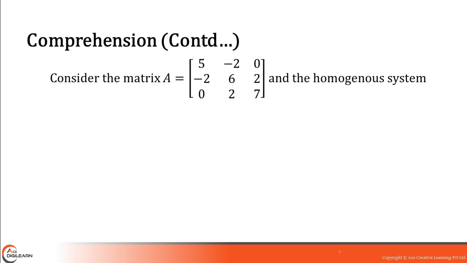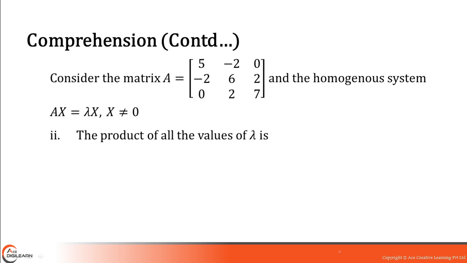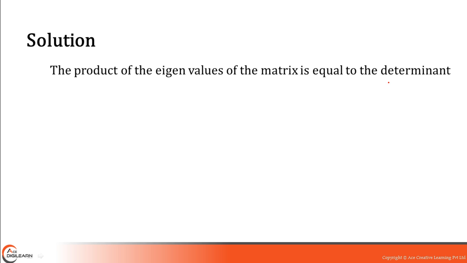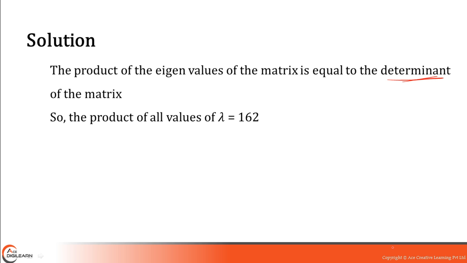Same comprehension. Next question in that, the product of values of λ we need to find out. Options are 140, 144, 152, 162. Here also, instead of finding the values of λ, we can directly make use of the property that the product of the eigenvalues of the matrix is equal to its determinant. So the product of the values of λ is equal to 162, which is the determinant of the matrix.